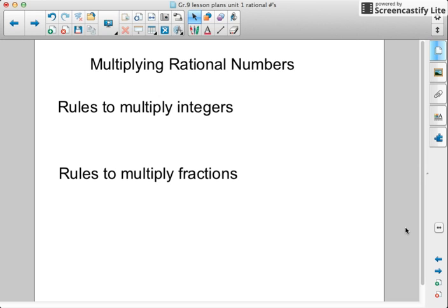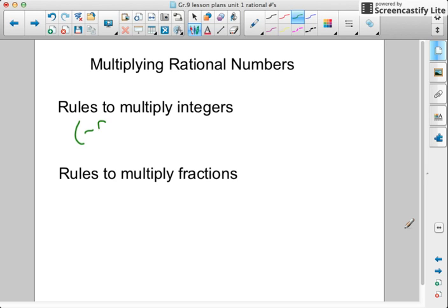Multiplying rational numbers can involve multiplying many different kinds of numbers, but we're going to focus mainly on fractions and integers. So we're going to quickly review how to multiply integers and fractions. To multiply integers, often we say that if the signs are the same, it's going to be positive. If the signs are different, it's going to be negative.